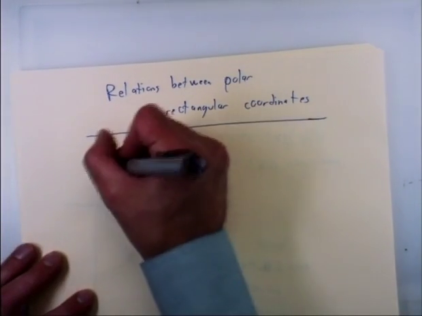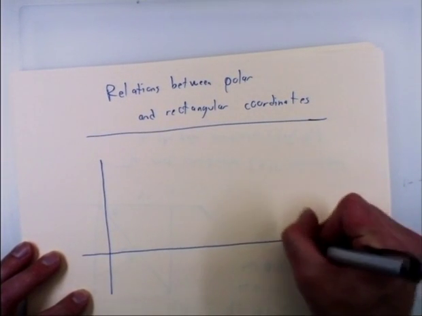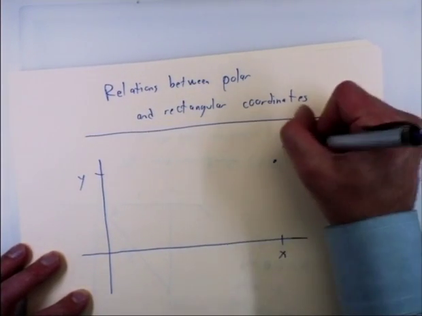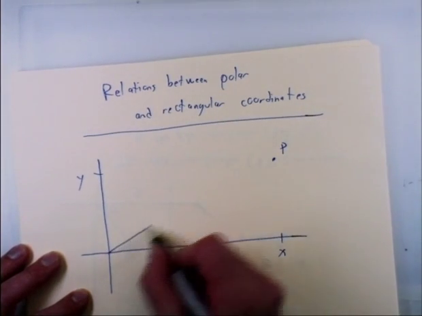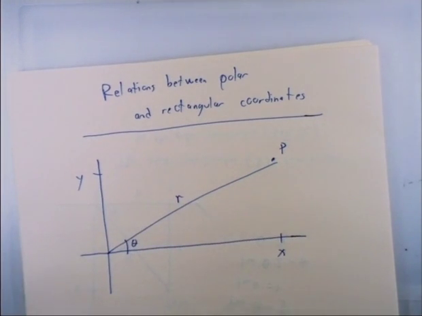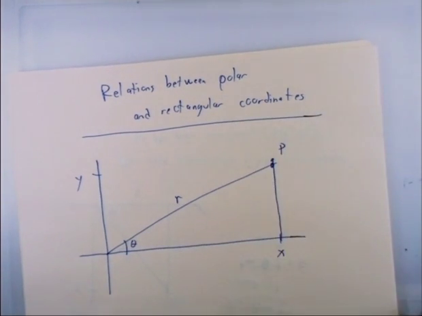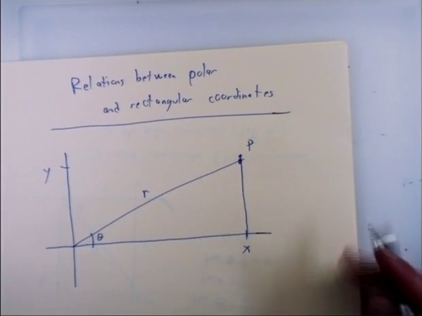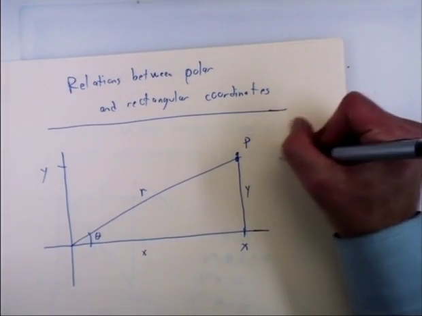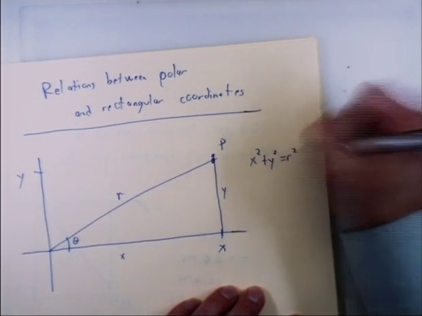Probably the best way to do this is to start with a picture. Let's plot our familiar axes. Let's pick an x and a y and a point. I'm going to call this point P. I'm going to draw the same picture I had before, where this is r and this is theta. And now we're going to write down everything we can think of to relate these various quantities. And what comes to mind first? Well, maybe the Pythagorean theorem comes to mind first. This is a side length x, this is side length y, so we immediately find that x squared plus y squared is equal to r squared.